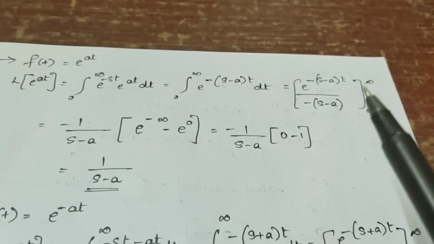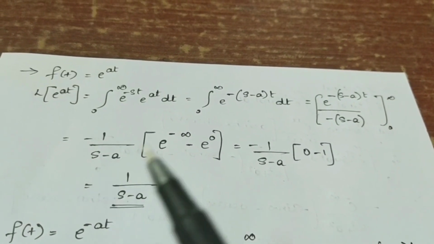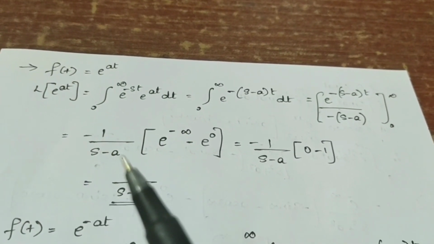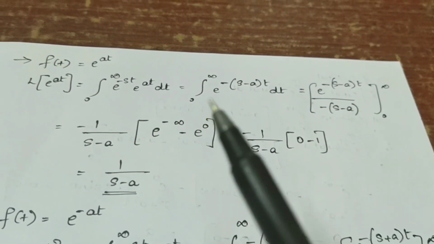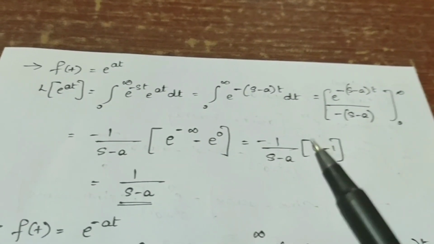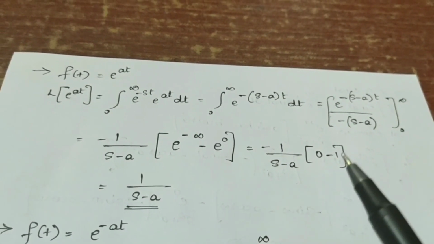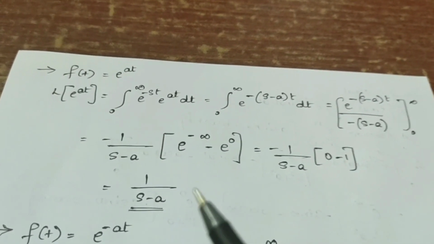So before applying the limits, let's take this minus 1 by s minus a outside. So minus 1 by s minus a into e raised to minus infinity minus e raised to 0. This is what we get after applying the limits. So e raised to minus infinity is 0 and e raised to 0 is 1. So minus 1 by s minus a into minus 1 is 1 by s minus a.